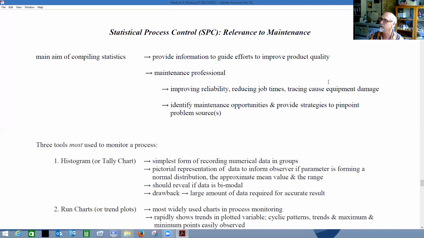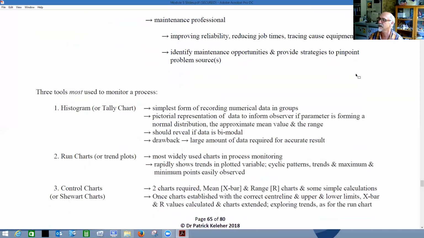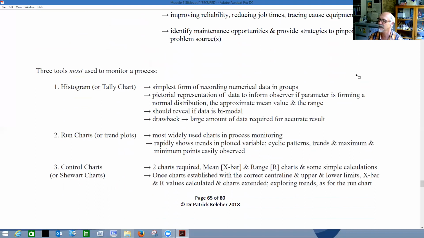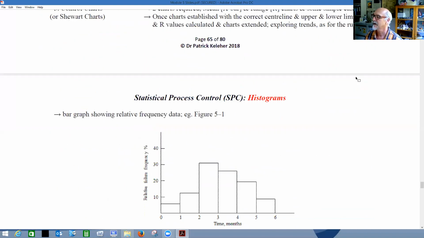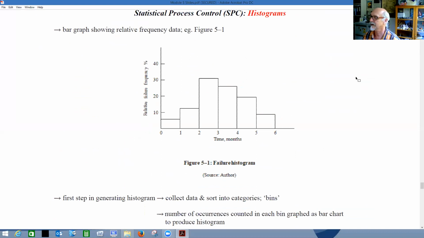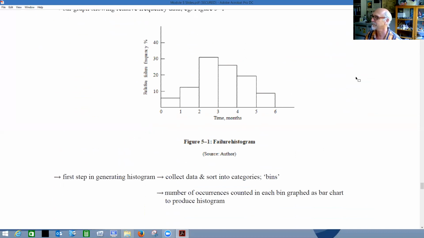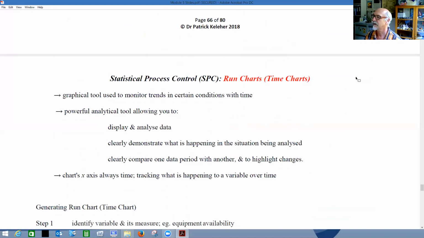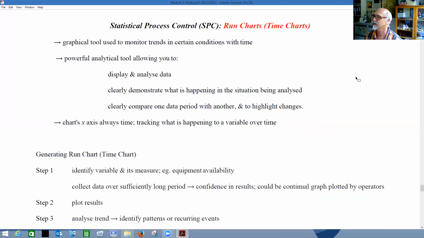Three tools most used to monitor it are the histogram, run charts, and control charts. All right. So the histogram, you get your data and plot it out like we saw before in that other example. You can do run charts, a graphical tool used to monitor trends in certain conditions with time. A powerful analytical tool allowing you to display and analyze data, clearly demonstrate what's happening in the situation being analyzed, and clearly compare one data period with another and highlight what the changes might be.